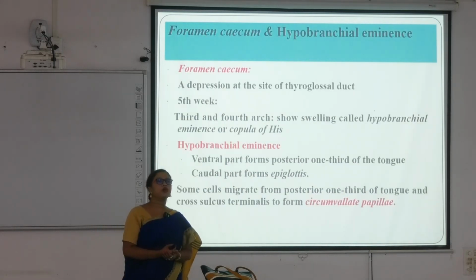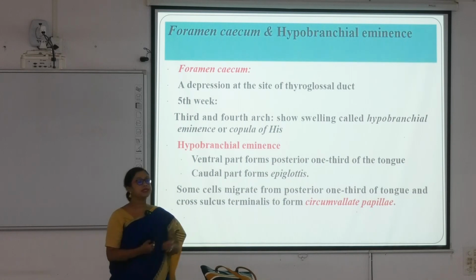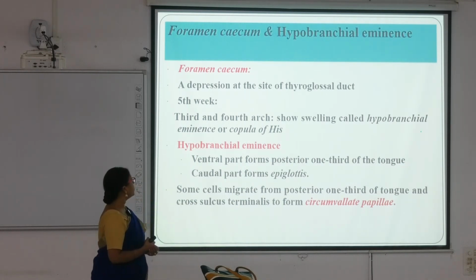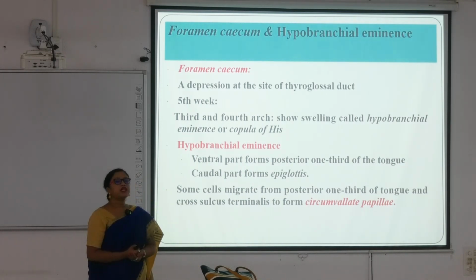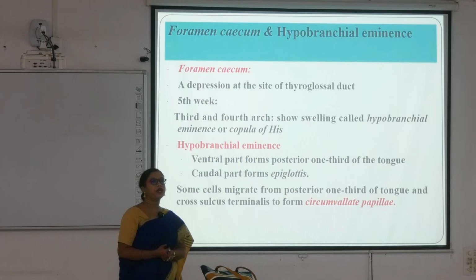There is a formation of foramen cecum. Okay, so write it down. Which thing is forming the foramen cecum? So it is the origin of the very important thyroglossal duct. This is the origin of the thyroglossal duct. And when does it develop? It will develop during the 5th week of IU life.